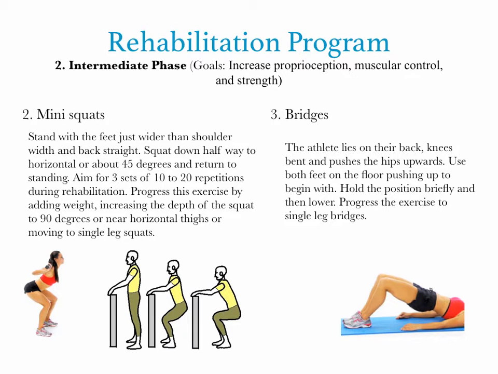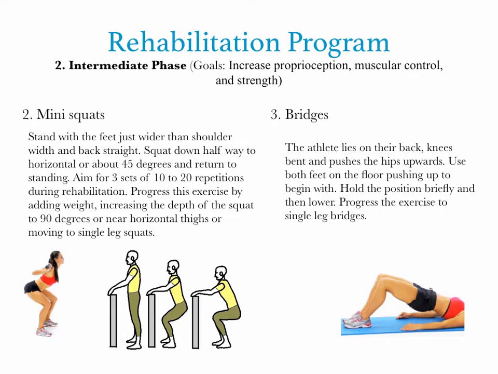For the second exercise, I have mini squats. Stand with feet just wider than shoulder width and back straight. Squat down halfway to horizontal, about 45 degrees, and return to standing. Aim for 3 sets of 10 to 20 repetitions during rehabilitation. Progress this exercise by adding weight, increasing the depth of the squat to 90 degrees or near horizontal thighs, or moving to single leg squats.